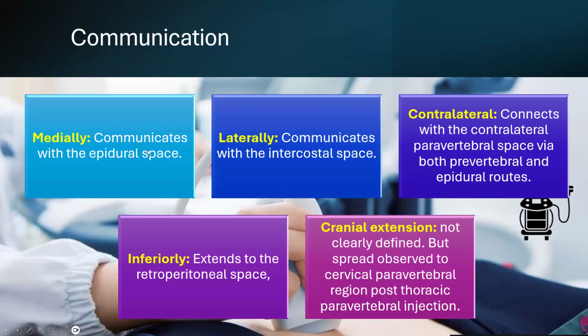The area medially communicates with the epidural space, and laterally communicates with the intercostal space. Contralaterally, it connects with the contralateral paravertebral space via both paravertebral and epidural routes. Inferiorly, it extends to the retroperitoneal space, and cranial extension is not clearly defined, but it is continuous with the cervical paravertebral region and the post-thoracic paravertebral region.